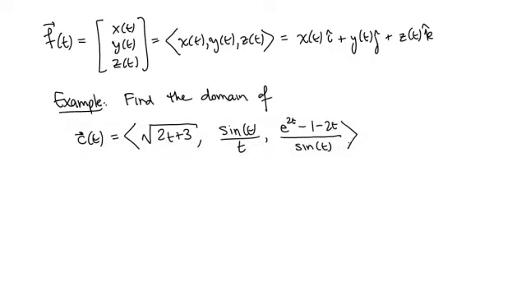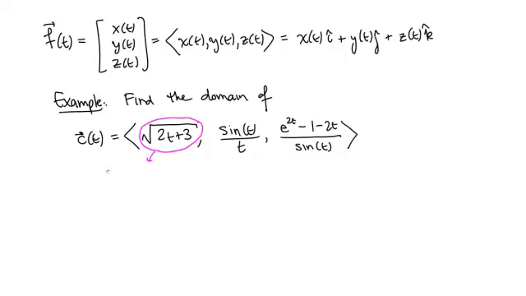Let's find the domain of this vector-valued function. C of t is the vector square root of 2t plus 3, comma, sine of t over t, comma, e to the 2t minus 1 minus 2t, quantity divided by sine of t. So the domain is what you're allowed to plug in. Now let's look at these guys separately. There's this first component function right here.